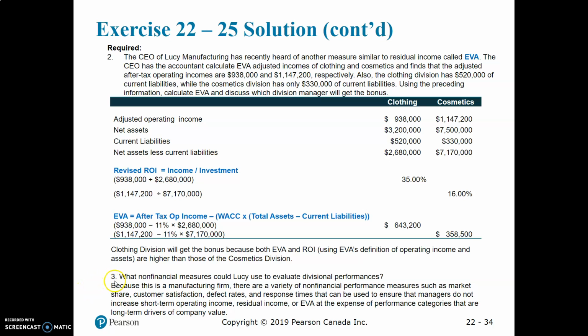Question number 3 for this particular exercise asks us for non-financial measures that Lucy Manufacturing can use to evaluate divisional performances. And below you will find some of the suggested non-financial performance measures for Lucy Manufacturing.